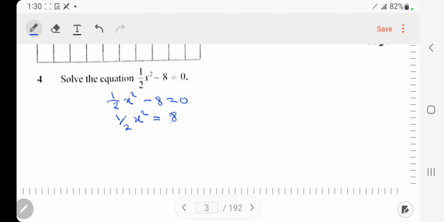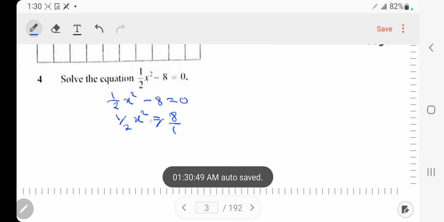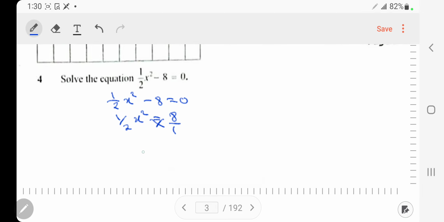So from here, what we can simply do is we can cross multiply. So when we cross multiply, this is the same as x squared should be equal to this 2, since it's multiplying 8 by 8 like that. So what do we have?